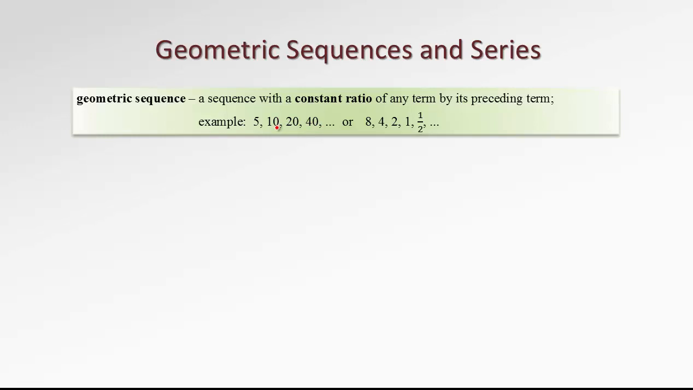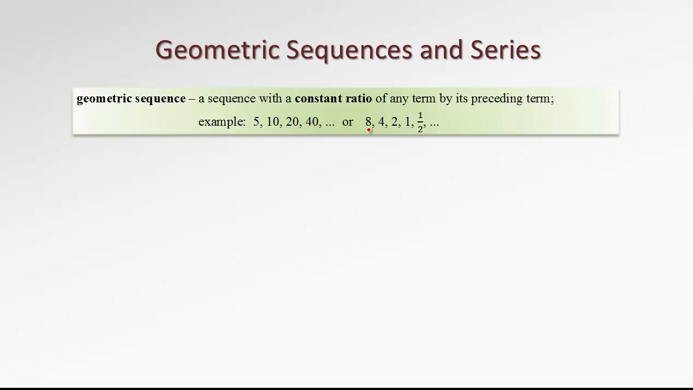If we take a term, for instance 10, and divide it by the preceding term, 5, the ratio is 2. And if we take any other pair of consecutive terms, for example 20 by 10, the ratio is 2 again. 40 by 20, the ratio is 2 as well. So we have a constant ratio of 2.